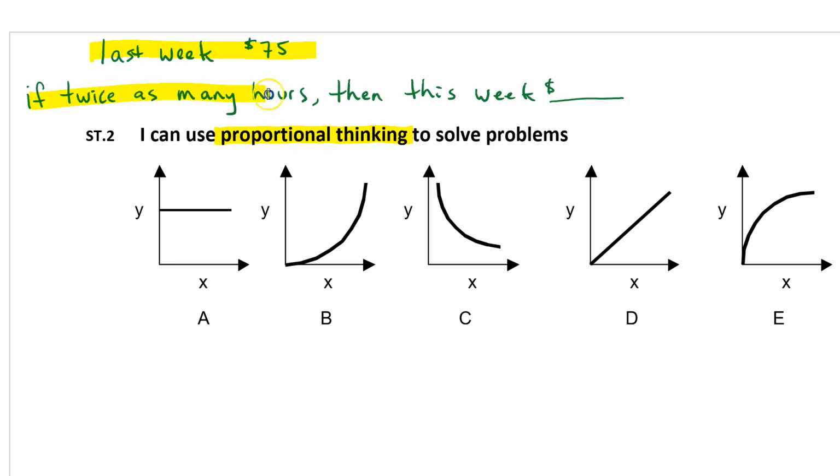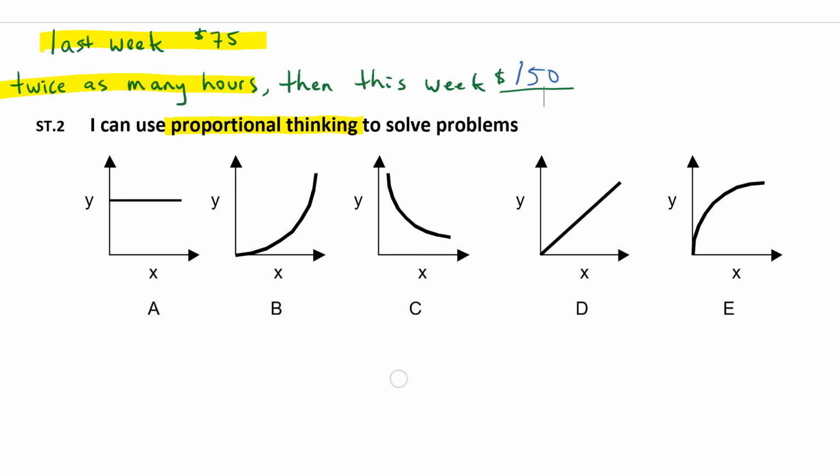And if this week you worked twice as many hours, I wonder if you could take a guess. If last week you made $75 and this week you're working twice as many hours, how much are you going to make this week? Well, if you can put $150 in there, and you just said, well, it's got to be twice as many, you are already thinking proportionally.